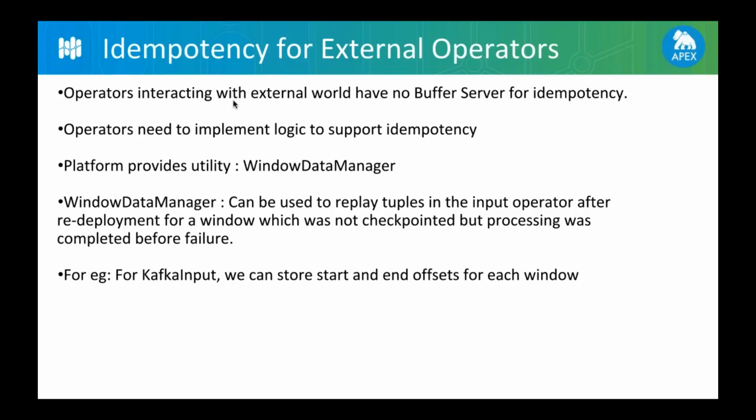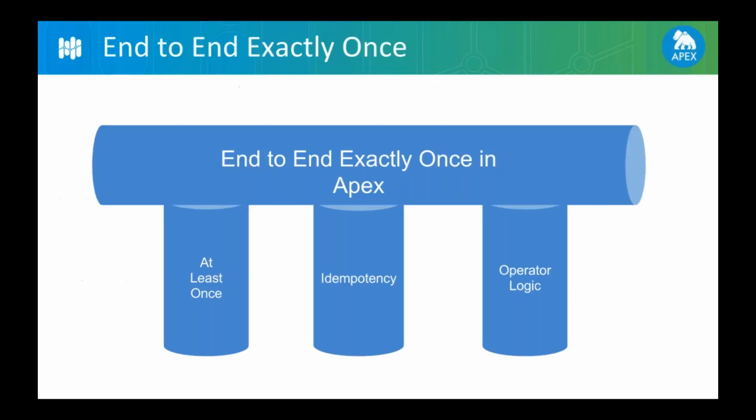Basically this utility can be used to replay the tuples in case there is a failure and it has to process the windows again. For example, if we consider the Kafka input operator, in this window data manager, after each window is processed, we can store the start offset and the end offset for Kafka. Basically, the start offset from where we begin reading for that window, and the end offset till where we read for that window. This information for that window ID is stored to a persistent system like HDFS, so that if this window needs to be replayed after failure, we know that in this window we had emitted data from this start offset to this end offset, and it ensures idempotency for the Kafka operator.